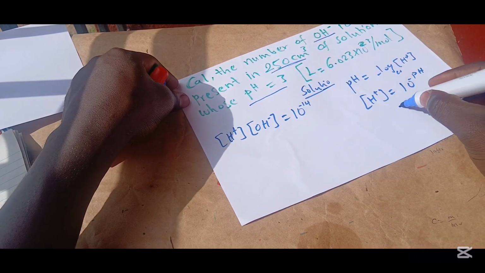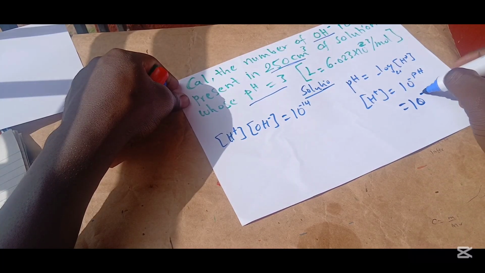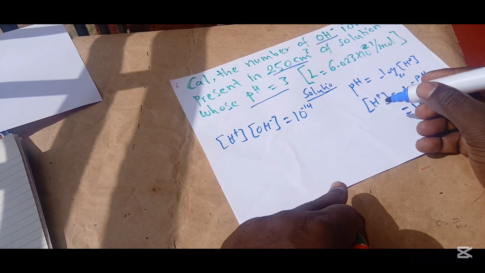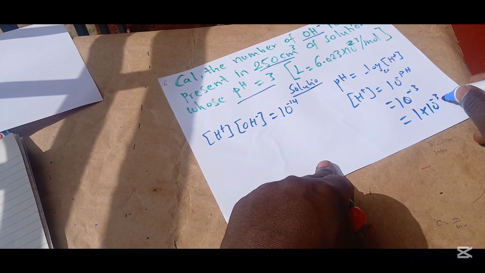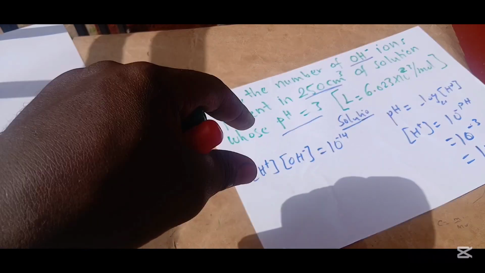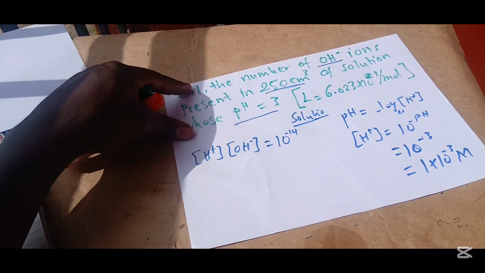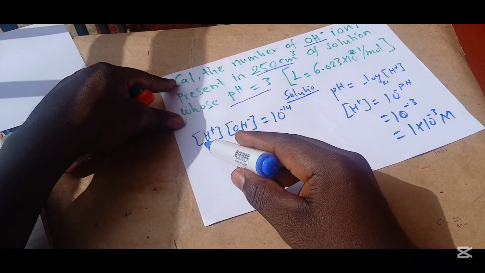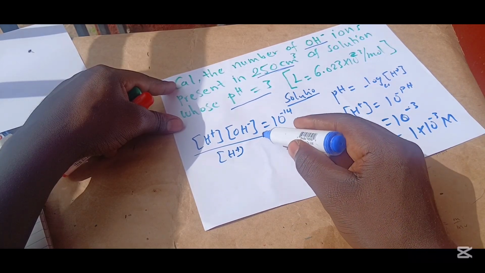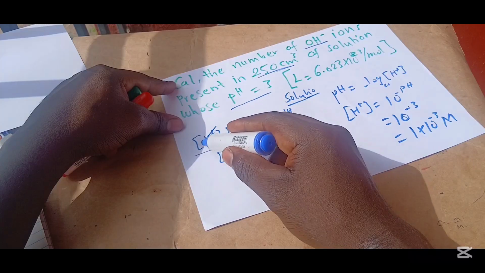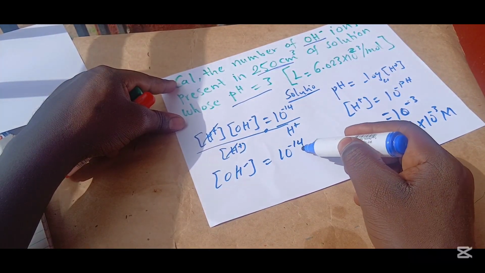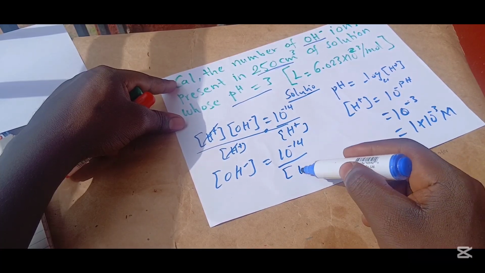So we'll be given pH. So this is going to give us 10 to the power negative 3, which is 1 by 10 to the power negative 3 molar. That is the concentration of the H plus ion. So now that we know the concentration of H plus ion, let's solve this equation. If we divide both sides by H plus ion, this is going to take care of that. So the OH minus ion is going to give us 10 to the power negative 14, all divided by H plus ion concentration.